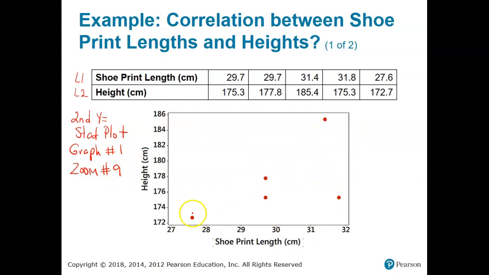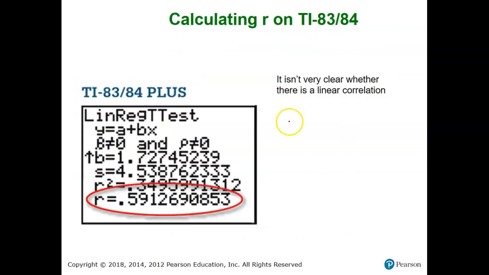Okay, so when we look at something like this, it's not totally linear. These 4 kind of line up. This one's a little bit off to the side here, but we're going to go ahead and proceed with it and just take a look at what the R is. But I wanted you to see what the scatter plot looked like for this data set.